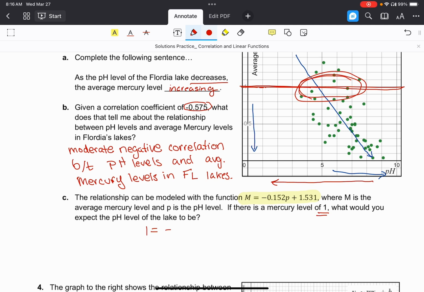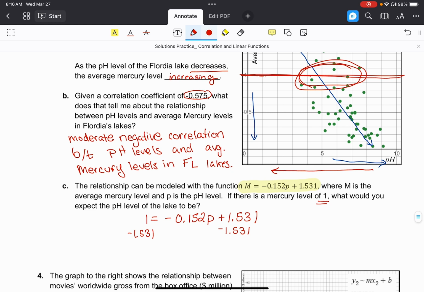So we have 1 equals negative 0.152 p plus 1.531. And I'm basically now just going to solve the equation I've set up. A little bit of math work here. I know some of you might have missed some basic algebra. Some of you might have been like, no, it's good. We could have just not done that for the rest of the semester, but it's here. Helps if I put in the right numbers.